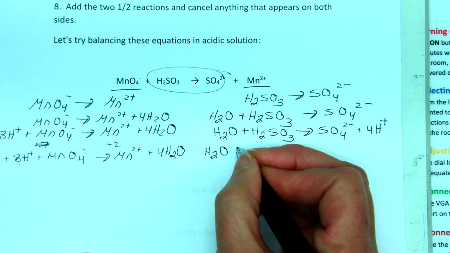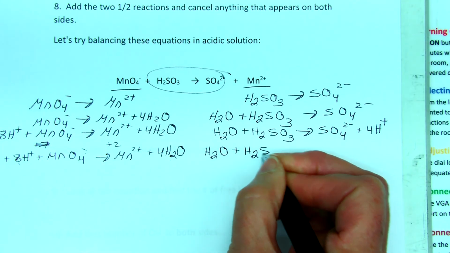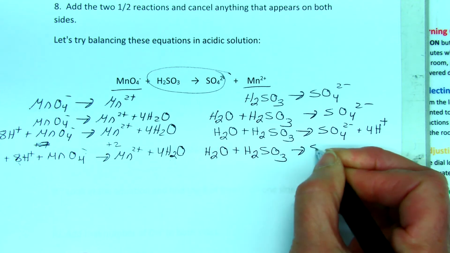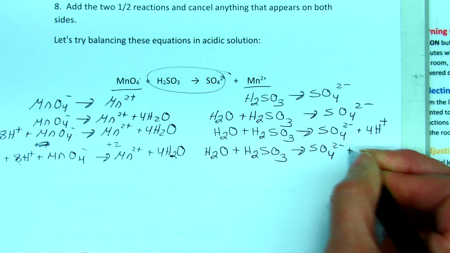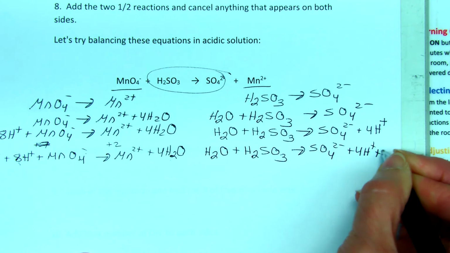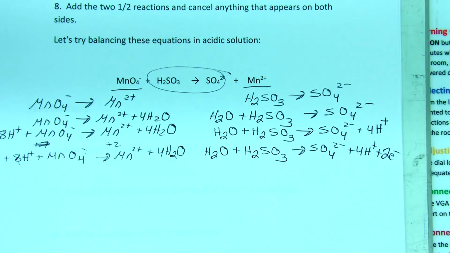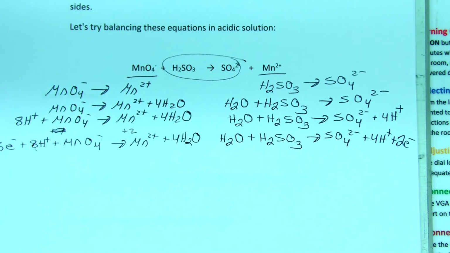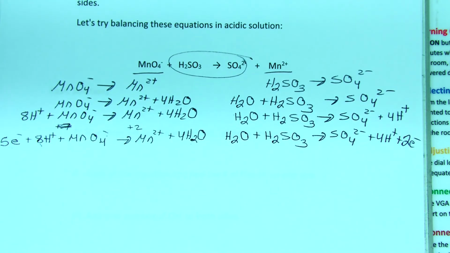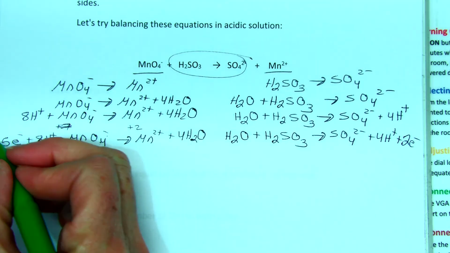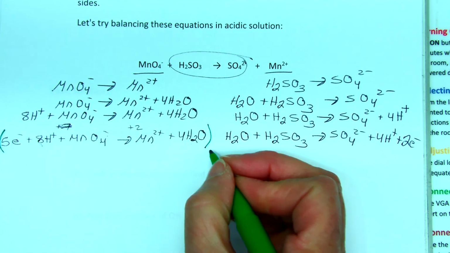So I have water plus sulfurous acid yields sulfate plus 4 hydrogen ions plus 2 electrons. And again, you go back and check, make sure your half reaction is really balanced. Now, the next step is to make the number of electrons in each half reaction the same. We do this by multiplying. It's sort of a least common denominator thing. I have 5 here and 2 here, so the smallest number is to go to 10.